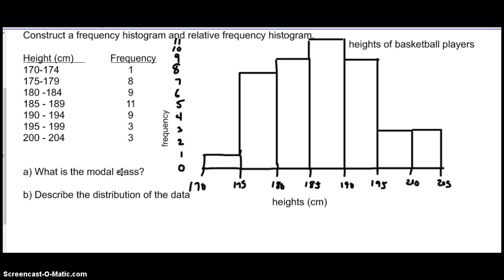Okay, we have a couple questions here. What is the modal class? And remember, that's the class of values that appears most often, and that's one of the advantages of the frequency histogram. And here it's quite clear that it is from 185 to 189. The second question is asking you to describe the distribution of the data, and it appears that it's slightly positively skewed.